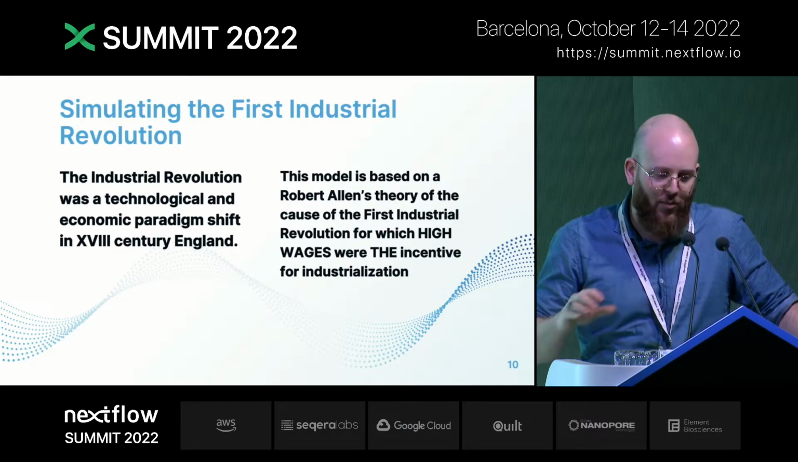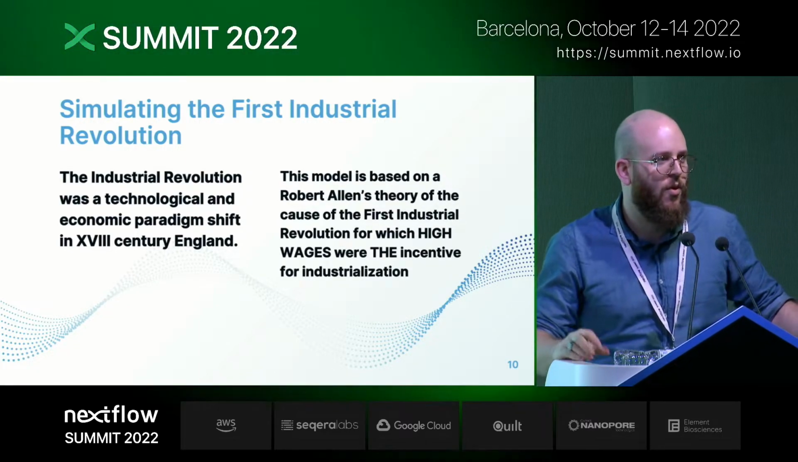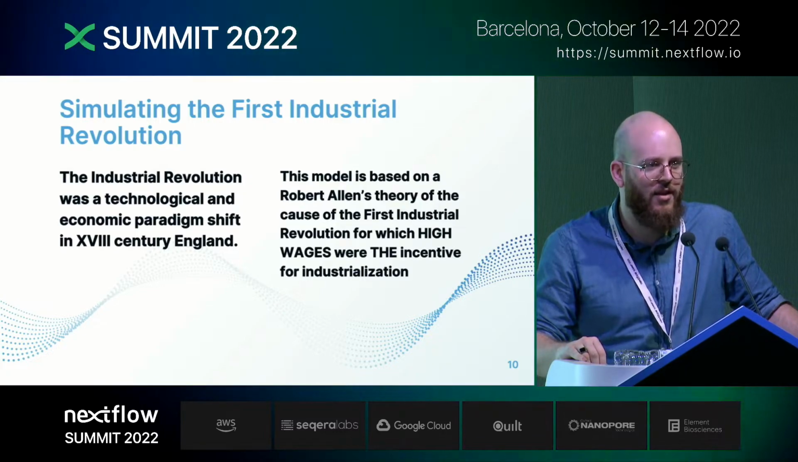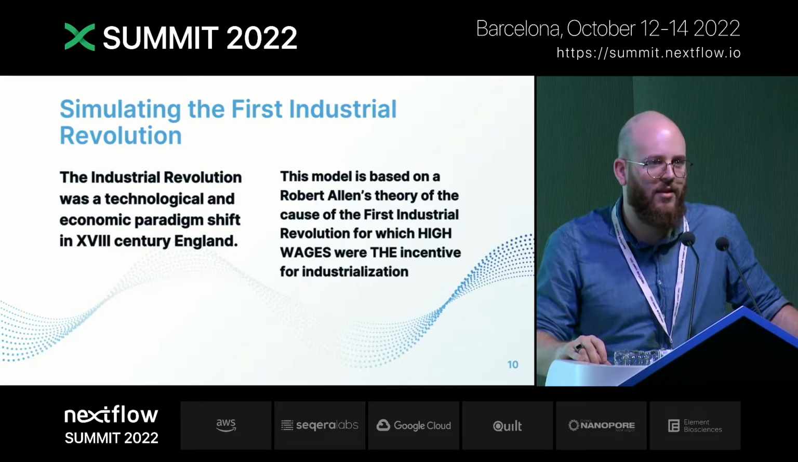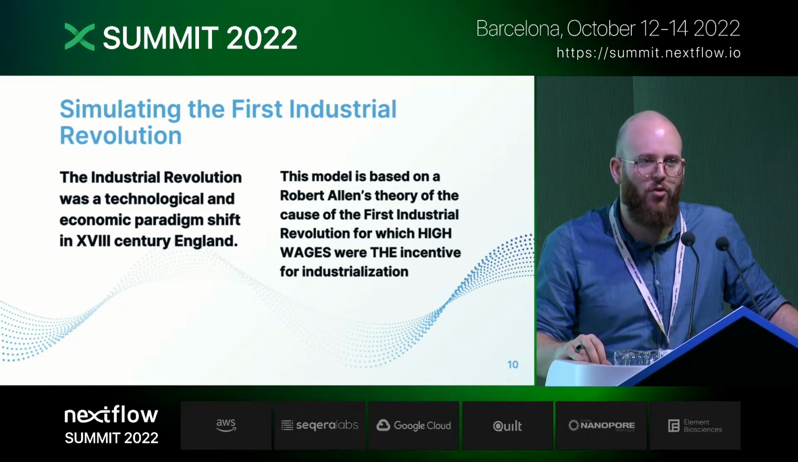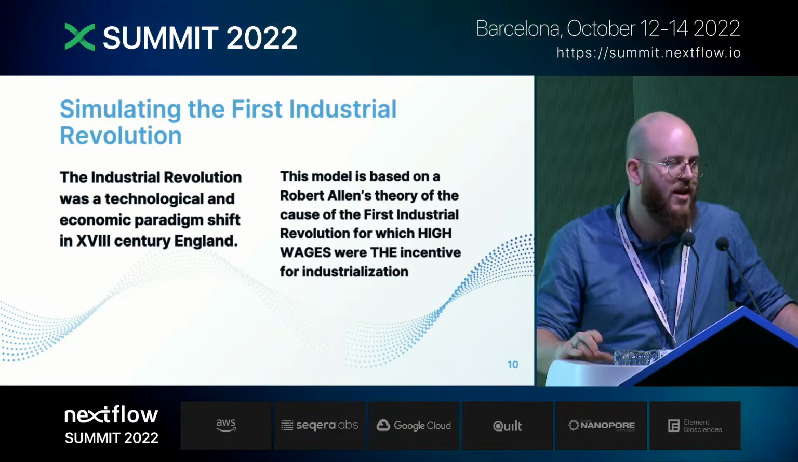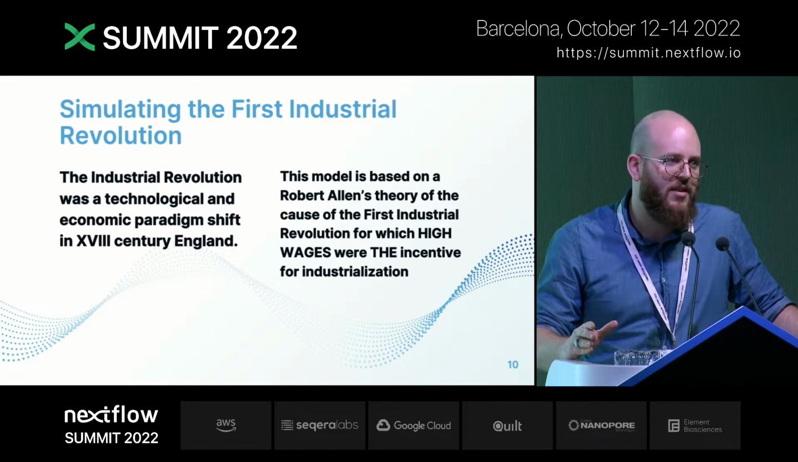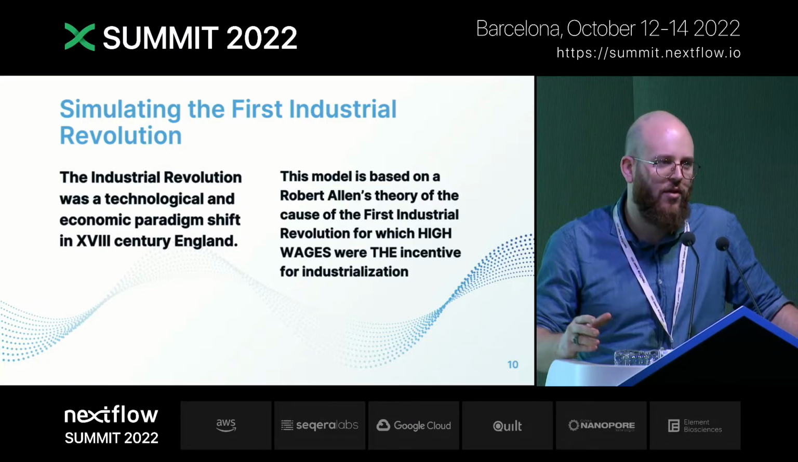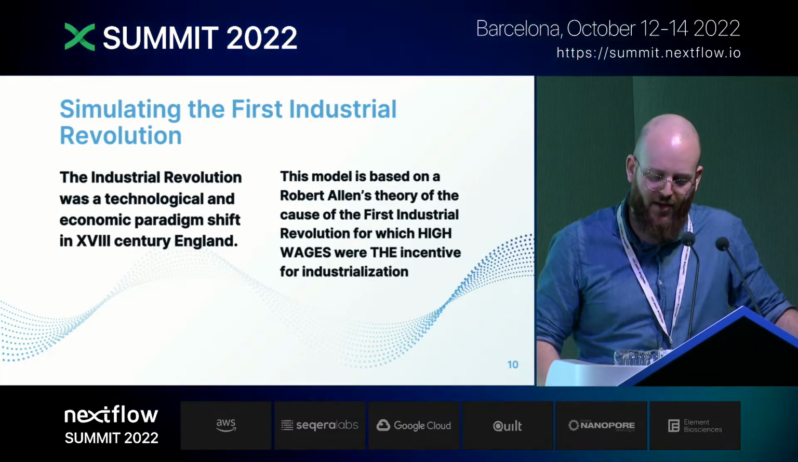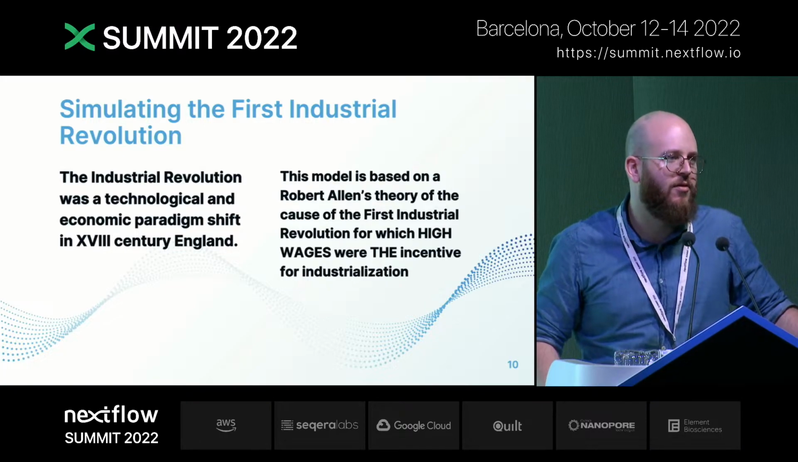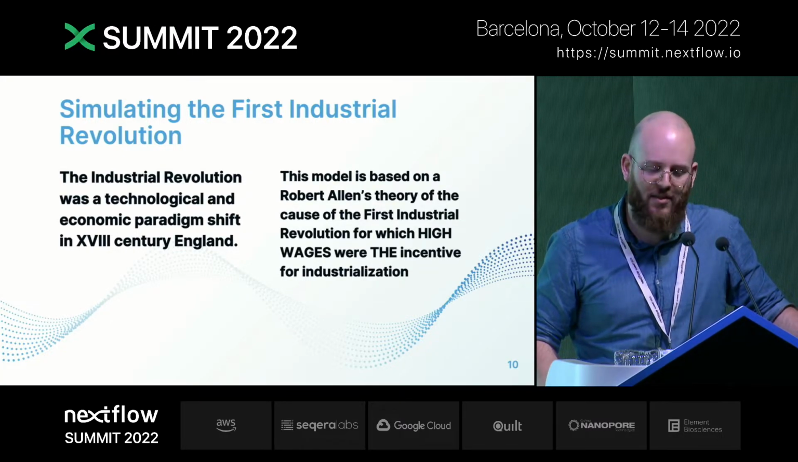So what is my model about? Well, my model is about the first industrial revolution, which is, one could argue, one of the most important events of human history. It was this fundamental shift that happened in Britain in the late 18th century, which started a sustained economic growth that was higher than population growth for the first time. There are different theories about this. The problem is there is not that much data to go on, so I wanted to try and reproduce one of the different explanations for this, focusing on one particular mechanism: the fact that high wages were the reason why England was able to industrialize in that period.